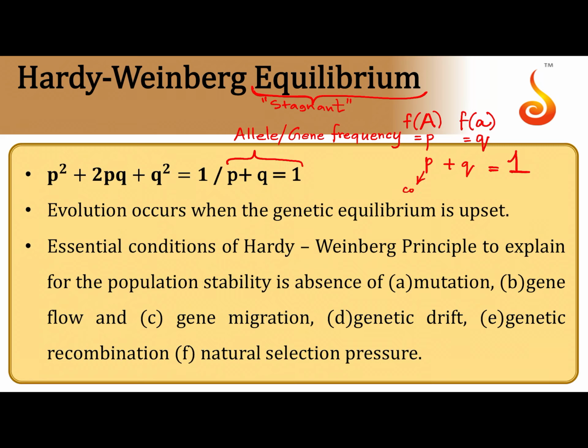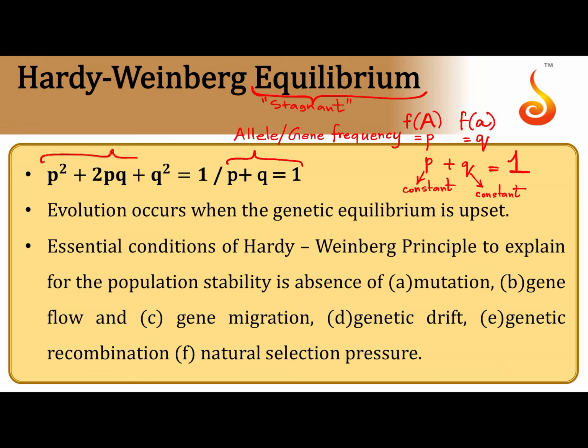And also p will have the same value throughout. How many ever years pass, p will be constant and q also will be constant. So here it says that the allele frequencies remain stable and constant generation after generation. They do not change at all.